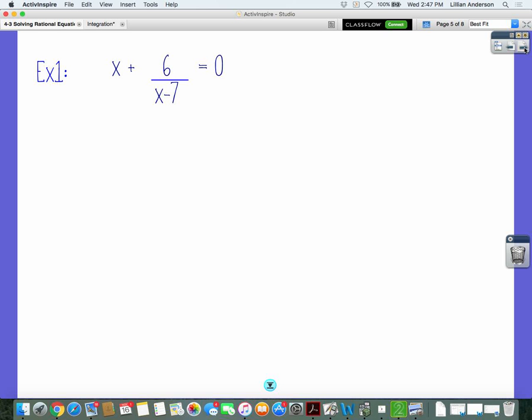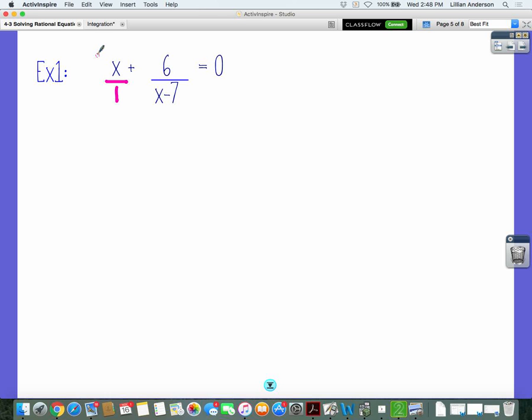So to start off, we want to look for common denominators because we just can't add the x and the 6 and say this is x plus 6 over x minus 7 equals 0. We can't do that. Technically, this is x over 1. And the only way to add these two together is by getting a common denominator. Okay? So clearly, the common denominator between 1 and x minus 7 is x minus 7. Only this fraction is missing the x minus 7.